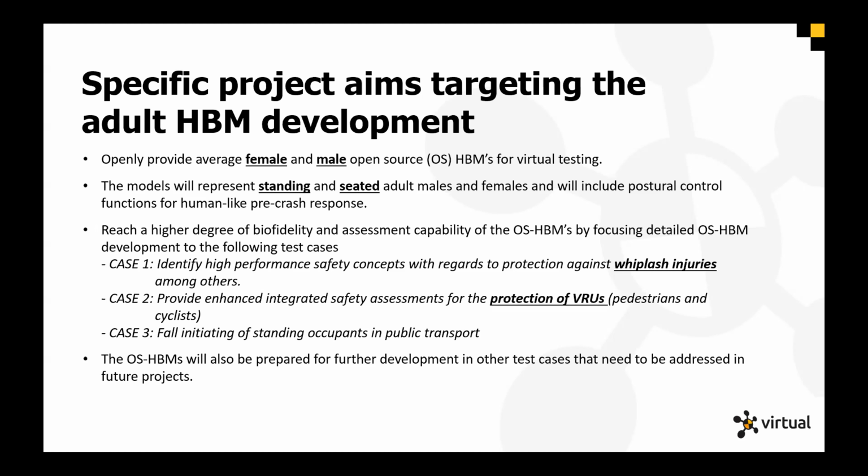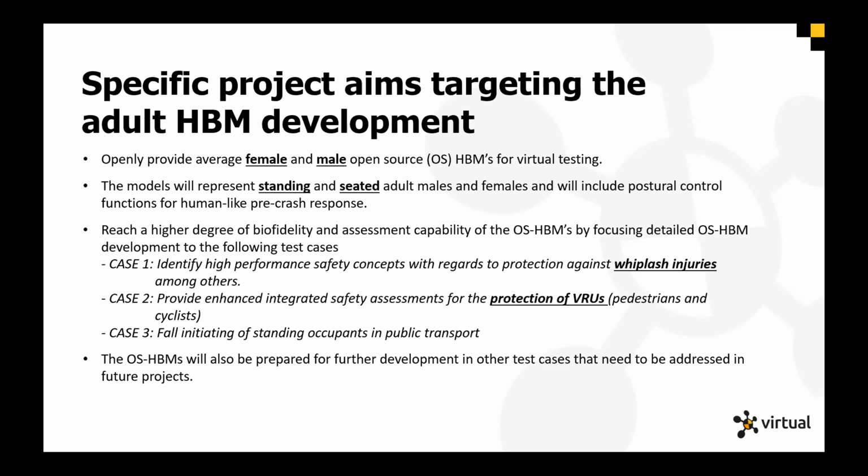And we will use 3 test cases to demonstrate the virtual tool chain and the injury frequency that we see in those load cases, which has just been published at IRCOBI this year, will implicitly direct the focus areas of the human body models that I will show you later. These test cases are seated occupants and whiplash injuries. A second one is protection of vulnerable road users, that is pedestrians and cyclists. And the third test case is full initiation of standing occupants in public transports.